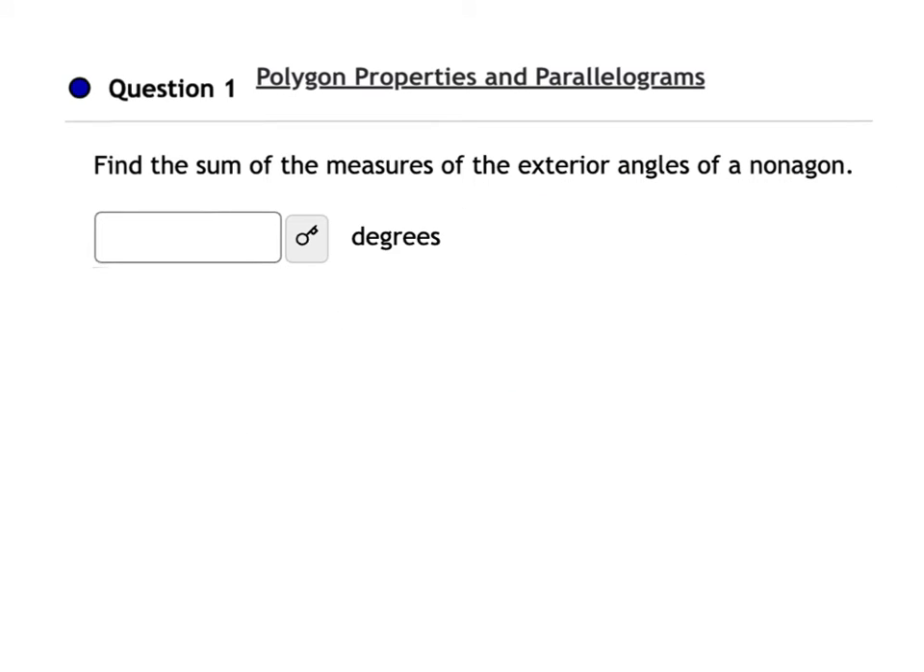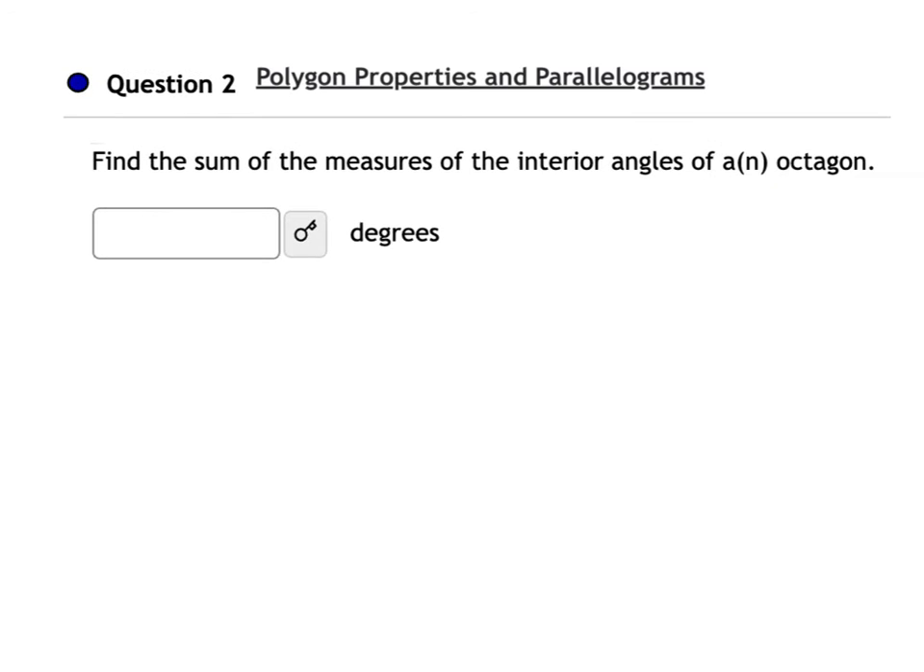Here's some questions from your assignment. Find the sum of the measures of the exterior angles of an octagon. In any polygon, the exterior angles, one at each vertex, add to 360 degrees. No calculations required.